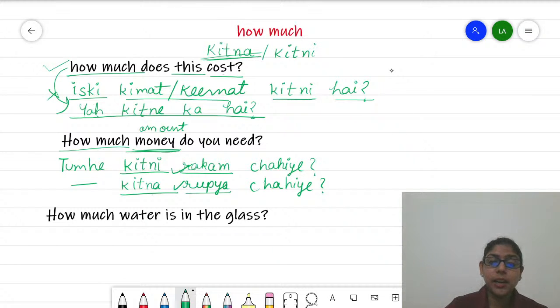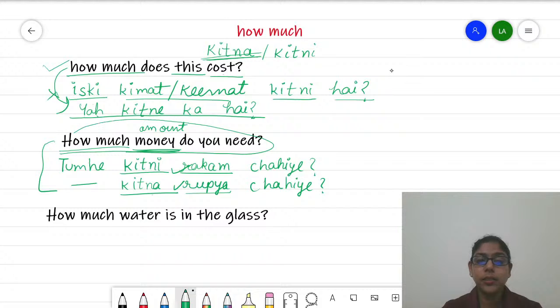I hope you understand the difference here. And yes, both of these sentences can be used in place of this. How much money do you need? तुम्हें कितनी रकम चाहिए? तुम्हें कितना रुपया चाहिए? Okay, let's move to the next example.